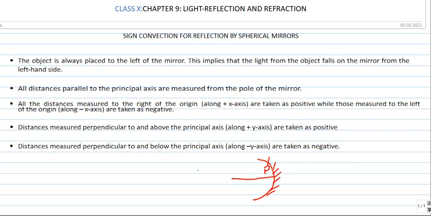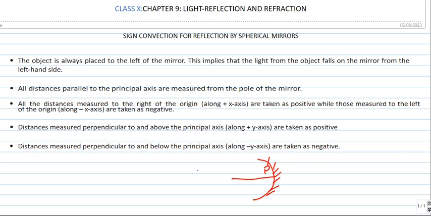First thing is the pole P is taken as the origin. For any of the calculations, the distance we are taking is measured from this point P, which is the pole. The next thing we have to know is the principal axis. This line which is drawn here is taken as the x-axis of the coordinate system. All the measurements are made with respect to this. So this point P, the pole, is the origin and this axis, the principal axis, is the x-axis. Keeping this in mind, we will go through the sign conventions.